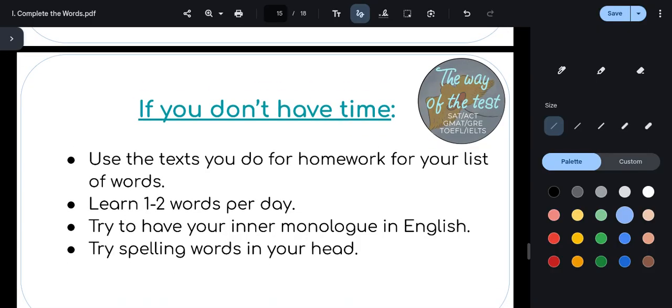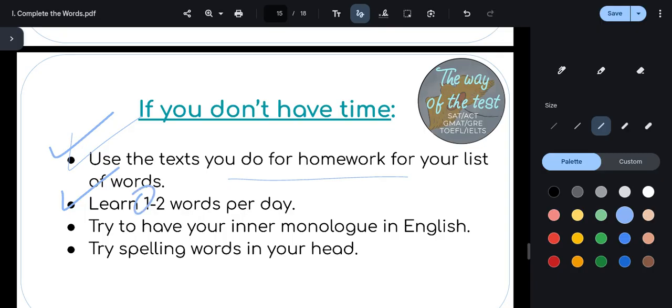Now, what happens if you don't have time? Well, if you don't have time, then don't start reading books or magazines or whatever. Just use the text you're already using for the homework. I mean, you're already supposed to read this text anyway, so just learn words from there. Then instead of learning 2 to 3 words per day, you're going to learn 1 to 2 words per day.